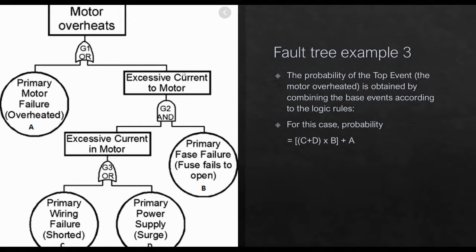That is what it means. But the excessive current in the circuit might happen if either one of these events happens, either primary wiring failure or the primary power supply surge. If one of them happens, it will occur. But if this one happens and the other does not, it will not occur. That is what it means. So the probability of the top event, the motor overheat, as mentioned, is obtained by combining the basic events according to logic rules. For this case, the probability is equal to C plus D multiplied by B, plus A.